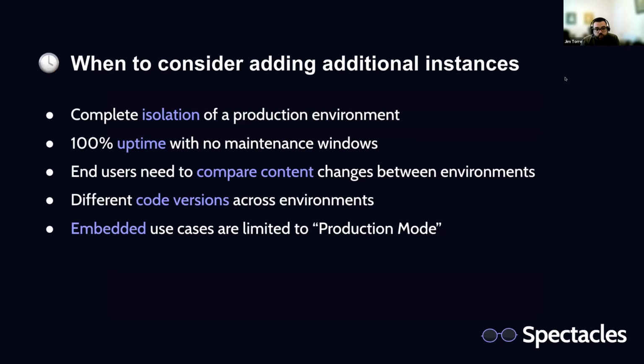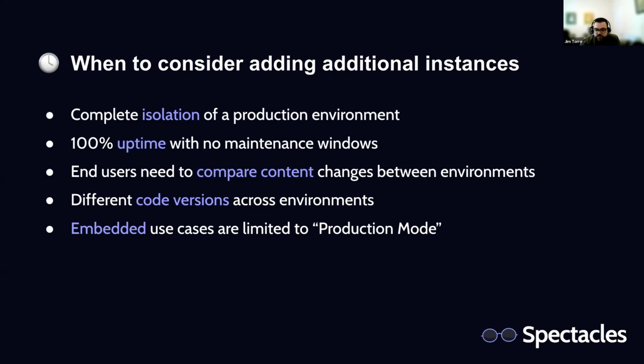So why would you, or when would you, consider adding more instances? First thing would be if you do require complete isolation of a production environment, you should get a separate production instance. If you need 100% uptime, no maintenance windows, you could get extra instances and set up a blue-green deployment. This scenario has 2 production instances in your deployment process, and it's just a task of swapping out URLs.